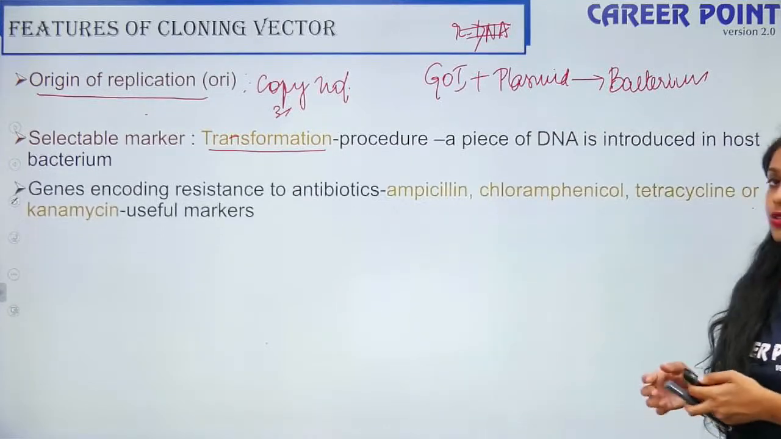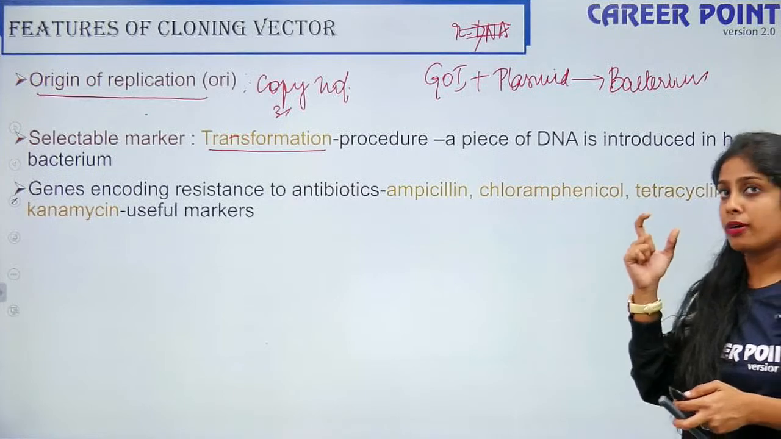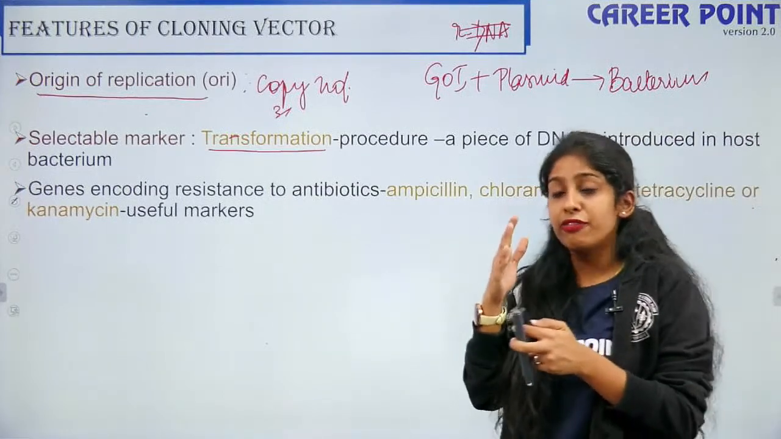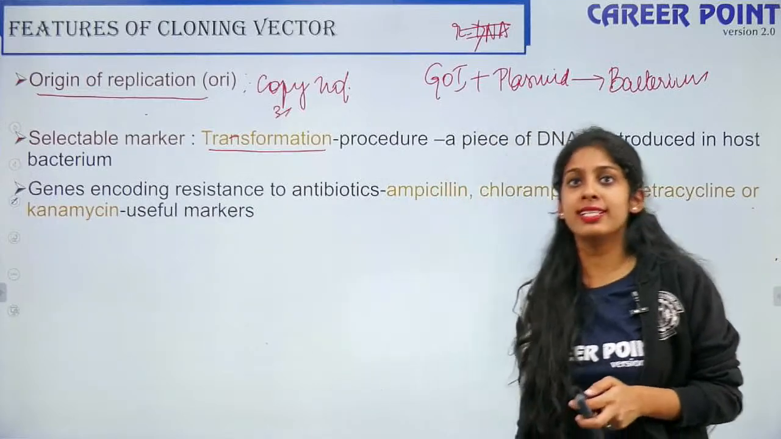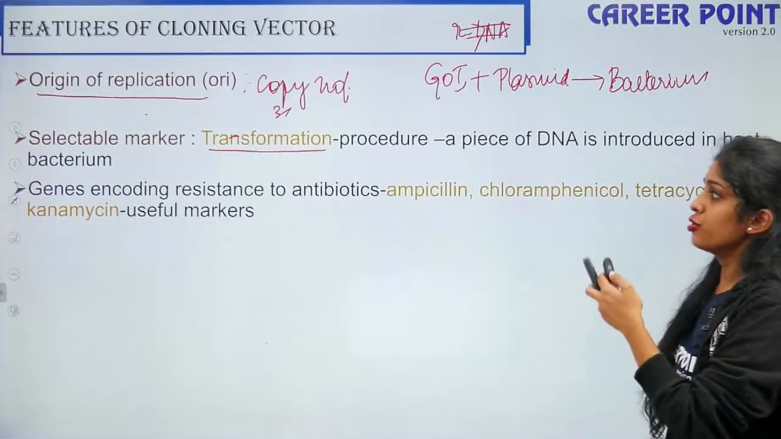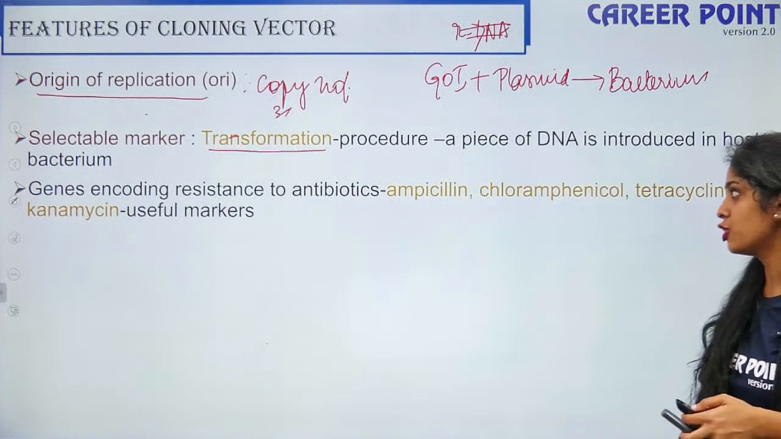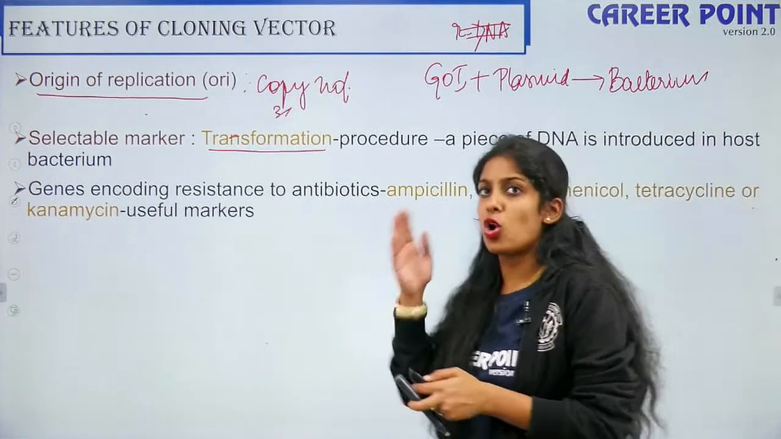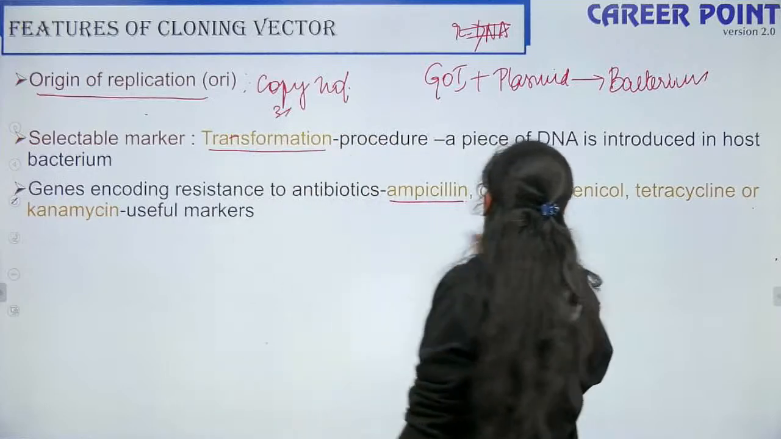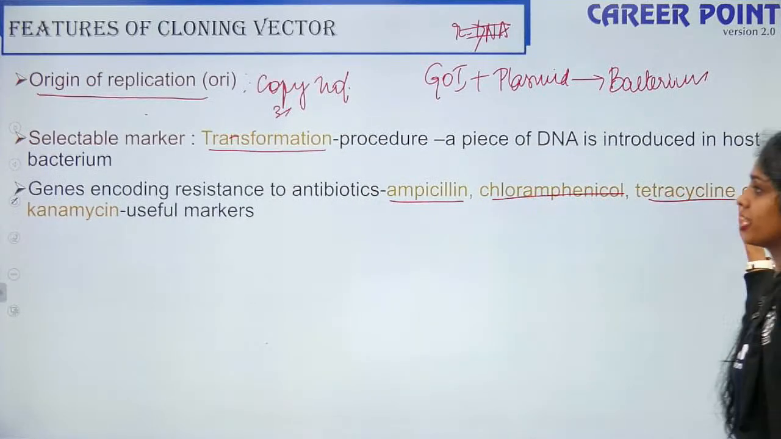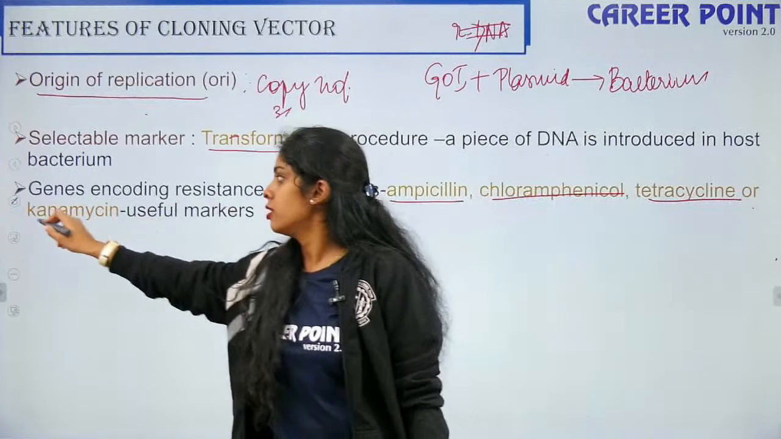All right. To select whether your bacteria has received your transformed DNA, we use certain genes as markers, right? They are genes encoding resistance to ampicillin, chloramphenicol, so all your antibiotic genes. We basically have four antibiotics: ampicillin, chloramphenicol, tetracycline or kanamycin.